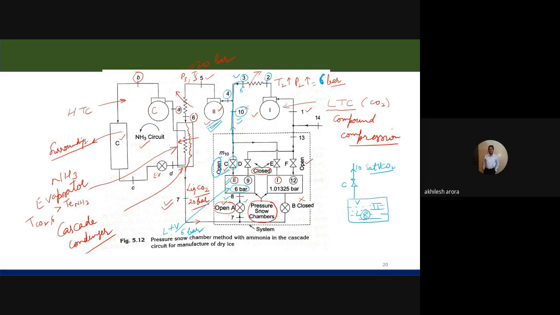Okay, now what is happening simultaneously? If you see, the valve B is closed. We said when we have to produce the solid CO2, we will be using two pressure snow chambers. So there are two snow chambers. In the present moment, whatever diagram is shown to you, for the timing it is shown that valve A is open, whereas valve B is closed.